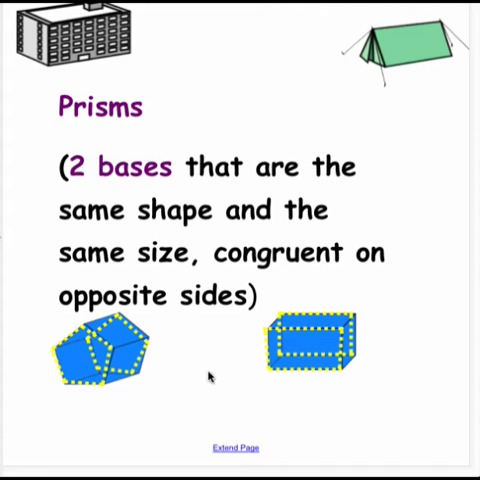Let's take a look at the next one. This prism over here, I've chosen this side as its base. It is in the shape of a rectangle. It has another base behind it in yellow back here that is also a rectangle. So I would call this a rectangular prism.